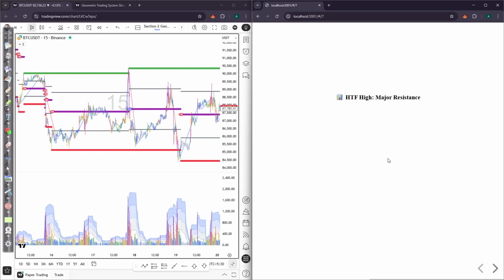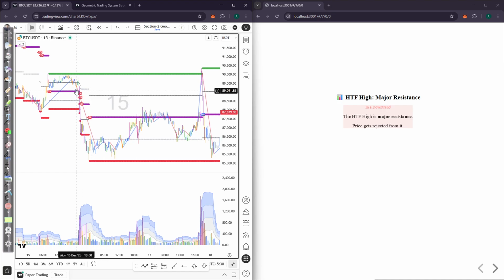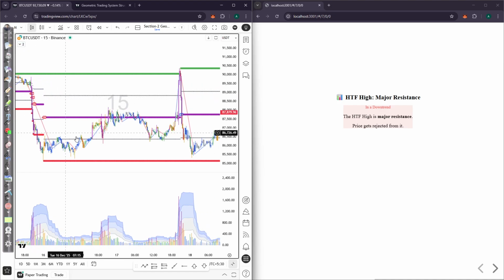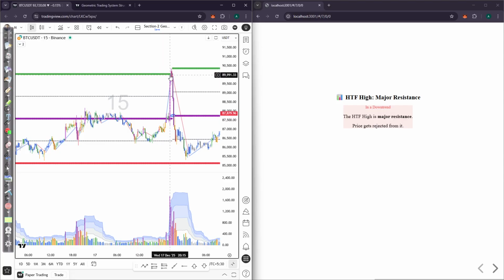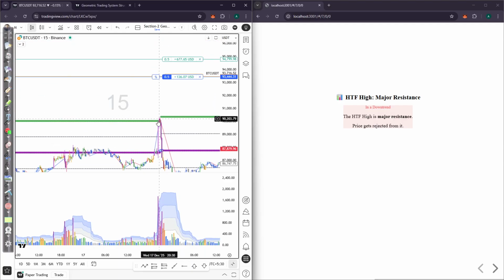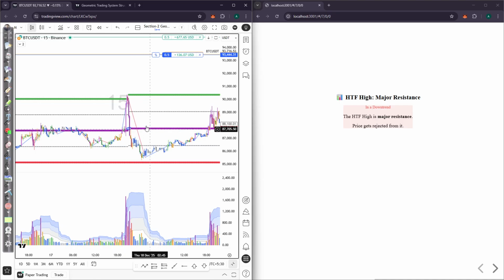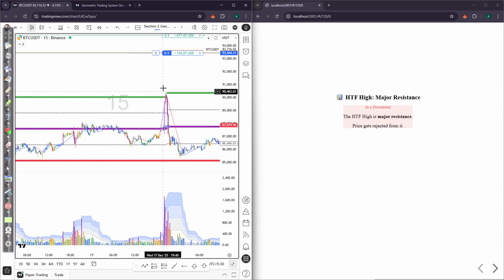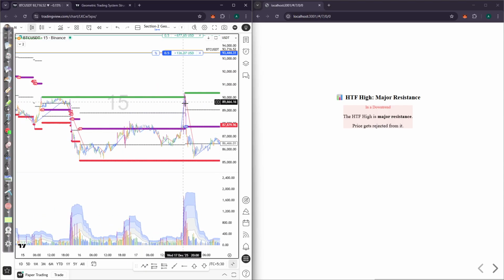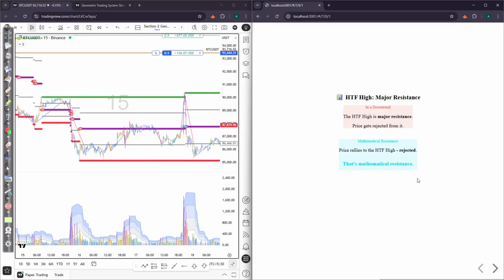Okay, the HTF high, major resistance. When we are in a downtrend, the HTF high is a major resistance. Price gets rejected from it. You see here as we were coming down, here minus 5%. When the price went up there, it didn't break out of that. If it would have broken out, then we would have said, okay, it's in an uptrend, and we would look for retracement around 50%. But it didn't. It just suddenly breaks down. So that's your very strong support and resistance levels. The HTF high point: price rallies to the HTF high, gets rejected. That's mathematical.